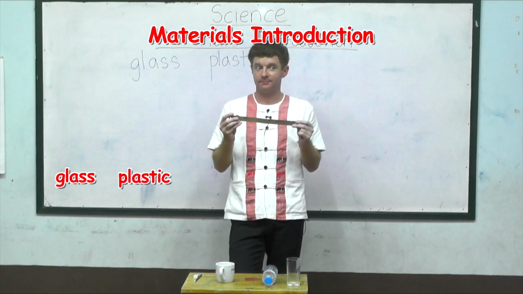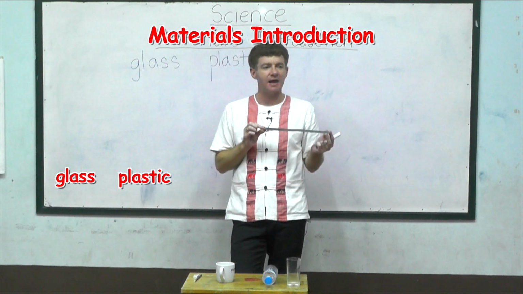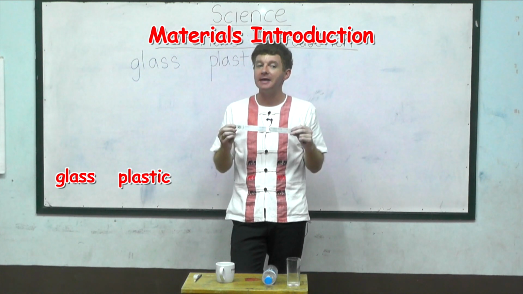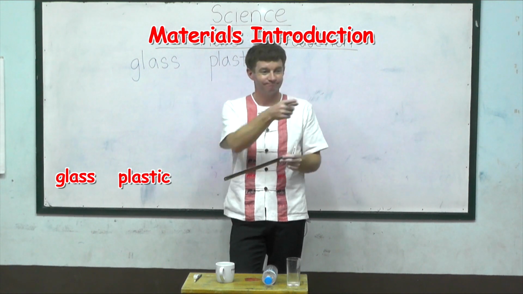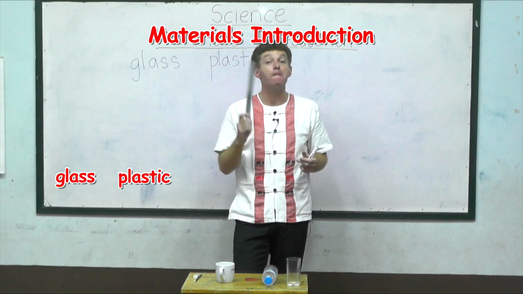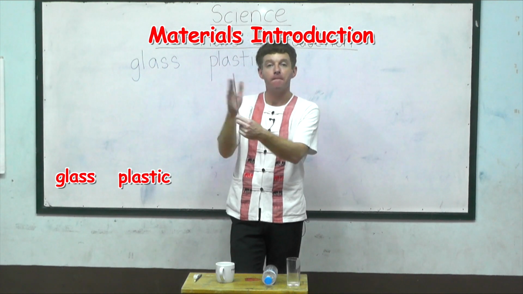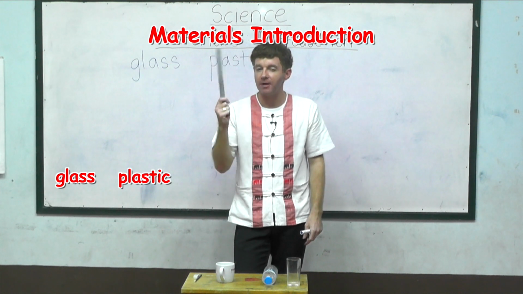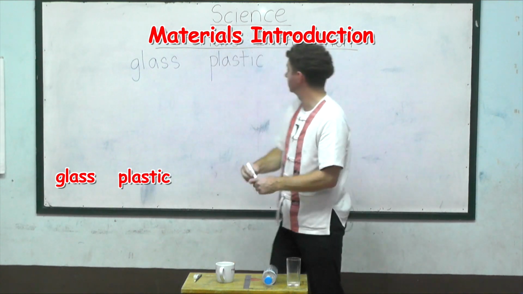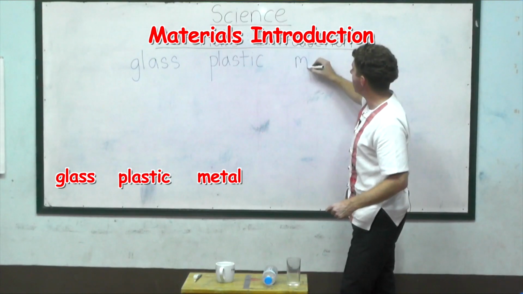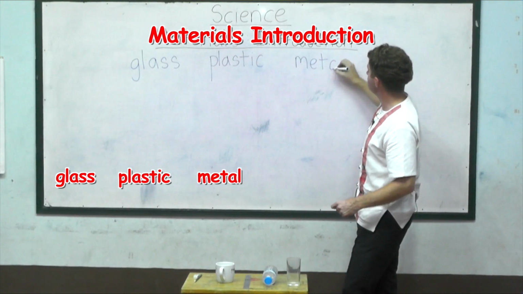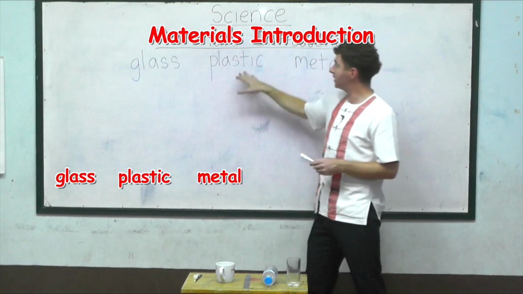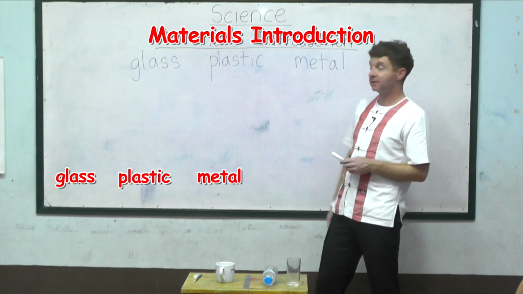Who knows what this is? It's a ruler. Is it made of glass? No. Is it made of plastic? No. Correct. What is it made of? Metal. Perfect. One more time. Metal. This is a metal ruler. Quite hard. Metal is a very hard material, very strong. And we spell metal M-E-T-A-L. So far, glass, plastic, metal are different materials.